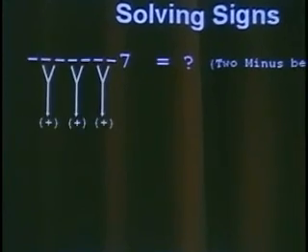So what are we left with? We are left with 1 minus here, because we do not have any other minus to join with and make it a plus, and then 3 pluses. So it becomes minus plus plus plus 7.